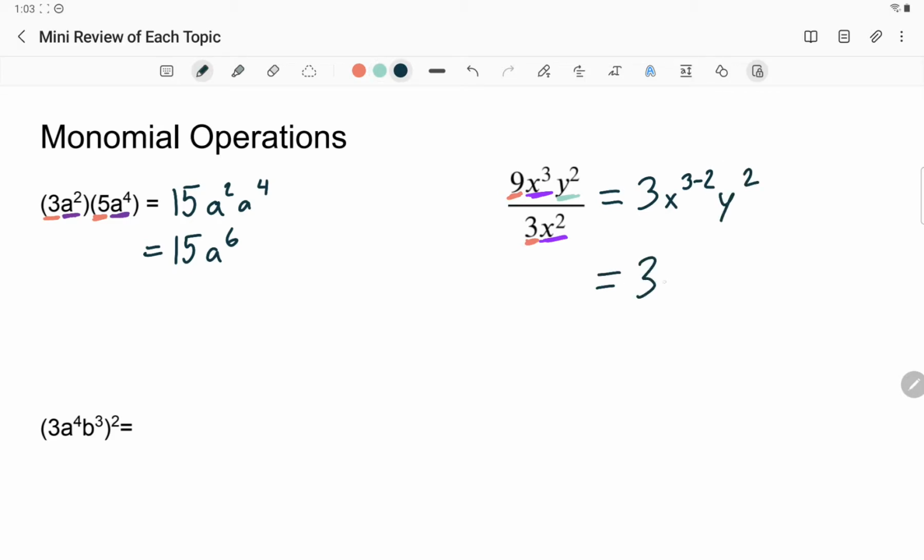And rewriting this, that will give you 3 to the x. Well, 3 minus 2 gives you just 1, and you don't even have to write the exponent 1. And then y squared will just stay like that. So there is our solution.